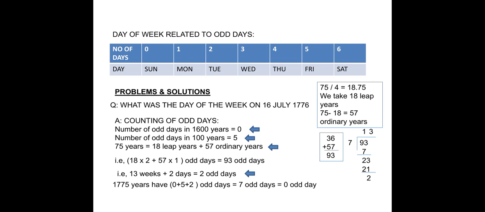So for the 1775 years, when we calculate the odd days, we need to take 0, that is, 1600 years number of odd days is 0. For 100 years it is 5, and we calculated for the 75 years, it comes to 2 odd days. So 0 plus 5 plus 2 odd days comes 7 odd days. So 1775 years is 7 odd days, that is 7 divided by 7, we are doing like that. So we will be getting 0 odd day. So we will keep it aside.